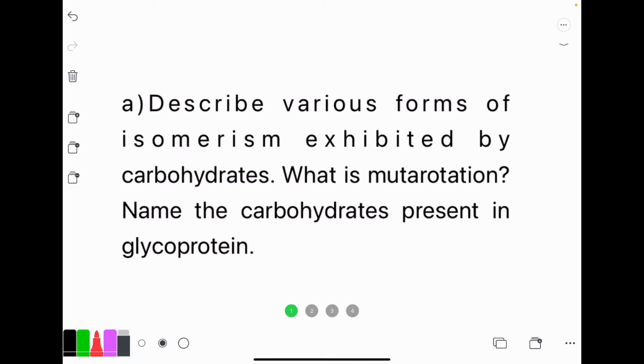So let us see this question. Describe various forms of isomerism exhibited by carbohydrates. What is mutarotation? Name the carbohydrates present in glycoprotein.